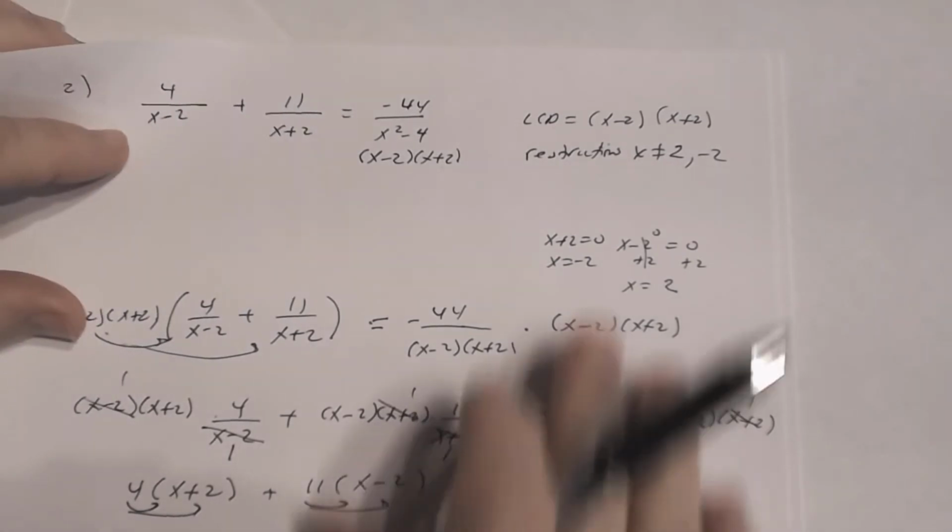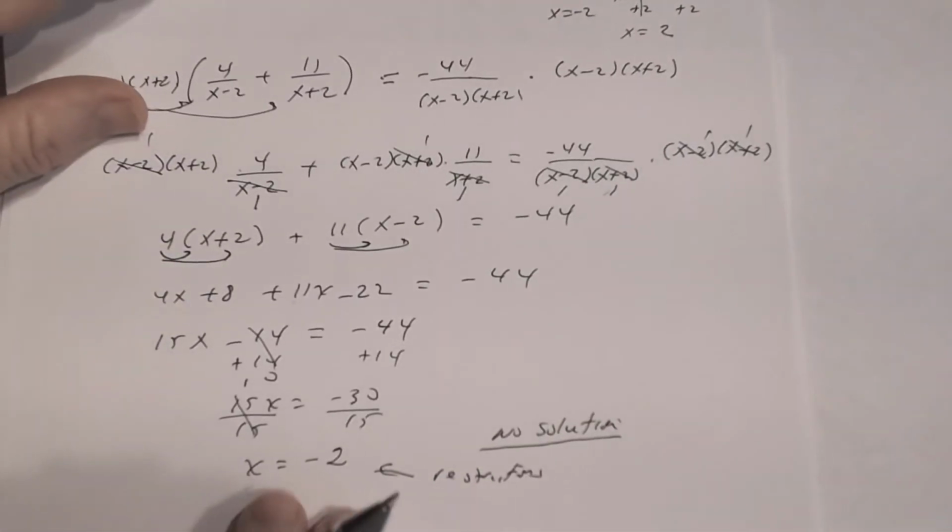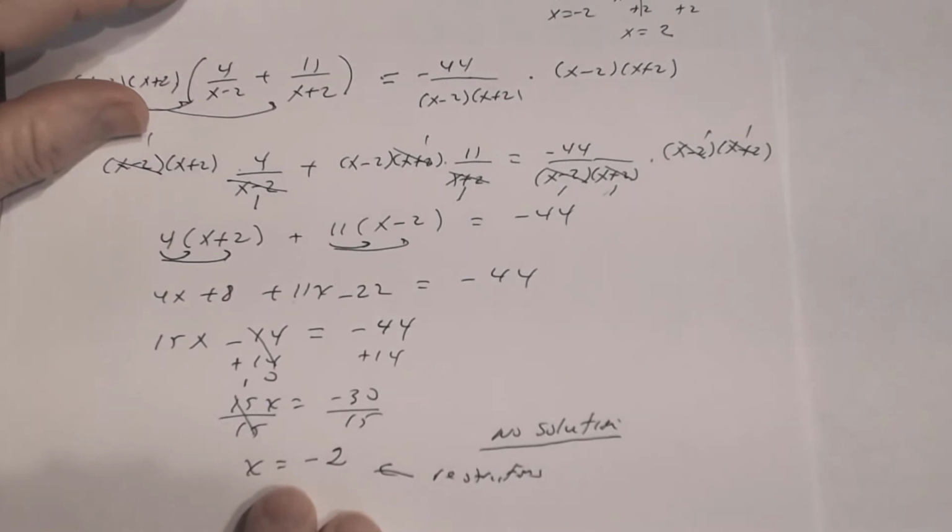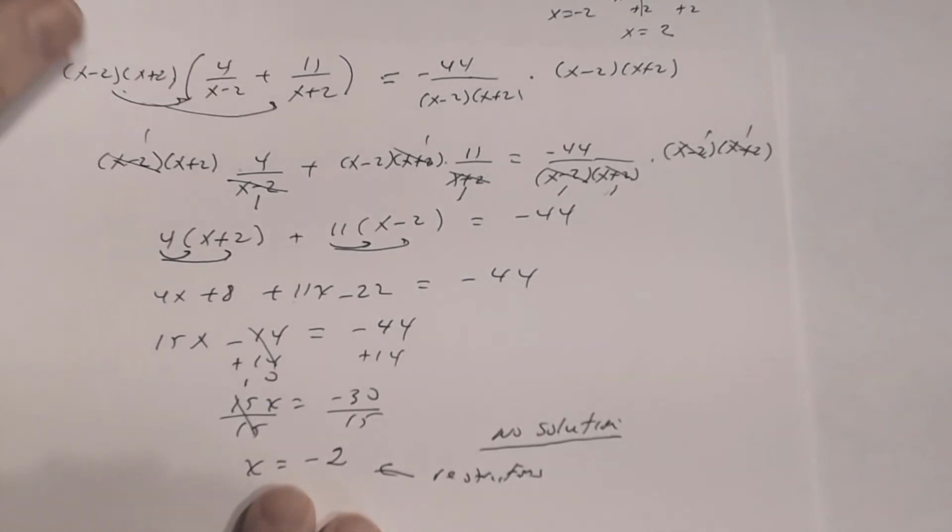That's why you need to check those restrictions, so that way in your mind you notice, hey, that's a restriction, so I cannot say that's a solution. All right, so that was number 2. So let's look at number 3.